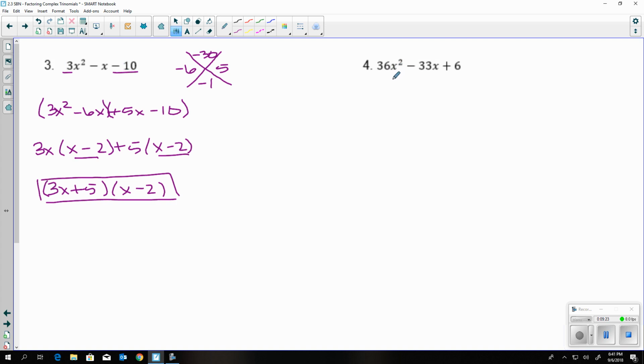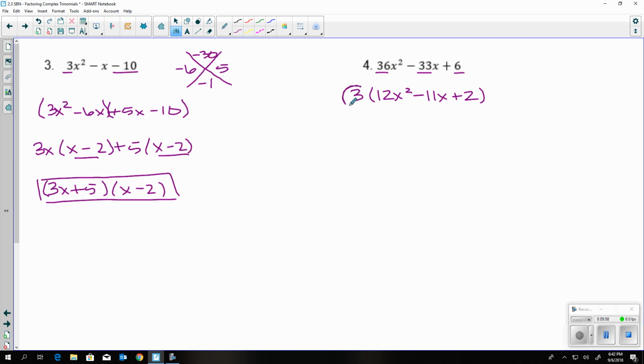So we have 36, 33, and 6. Well, what number will go into all those numbers evenly? Hopefully you said 3. So if I take out a 3, that would leave me with 12x squared minus 11x plus 2. So I'm still going to factor this the same way I did over here on number 3, and I'm going to ignore the 3 right now. I'm going to come back to the 3 later on. So I'm just going to circle that, put him off to the side, and I'm going to deal with him later. So I'm going to finish this problem here.